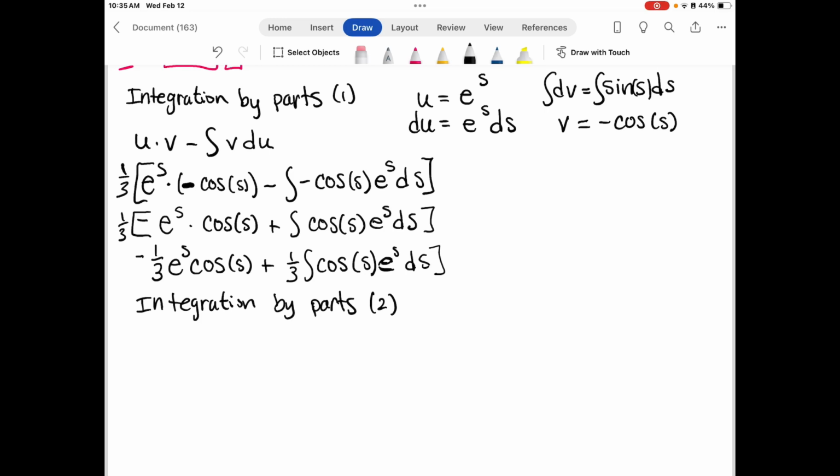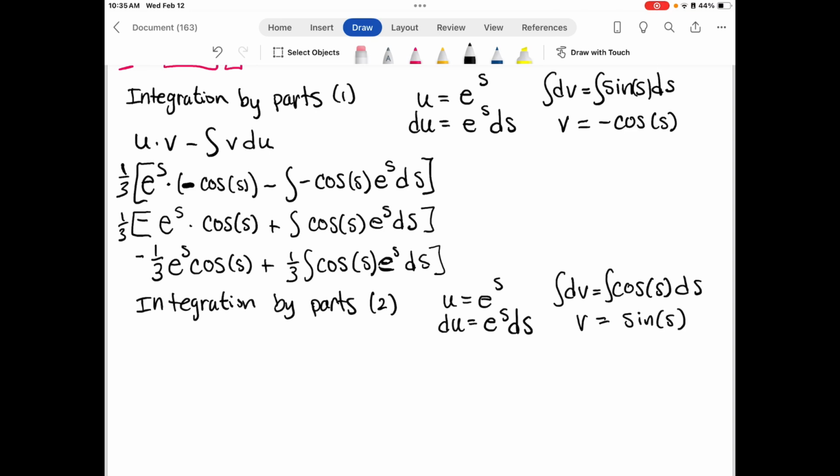Okay, we're going to let u be equal to e to the s, so du is going to be e to the s ds. We're going to let dv be equal to cosine s ds. So when I integrate, I get that v is equal to sine s.